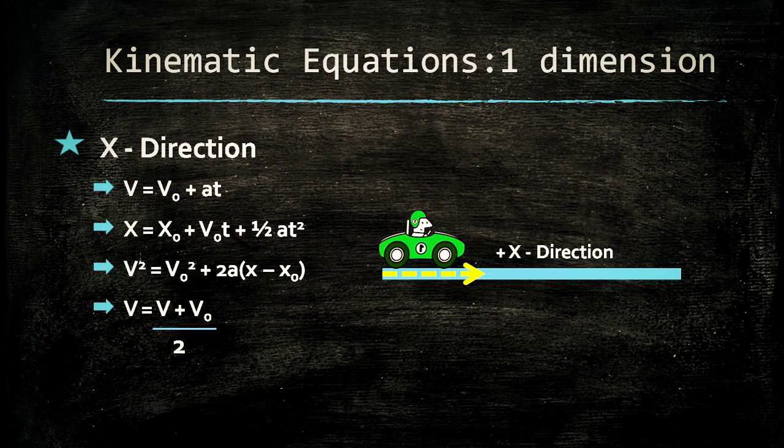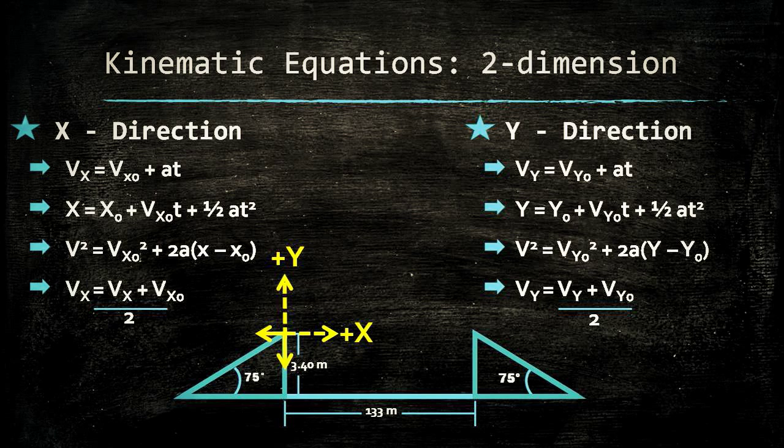Recall in our Chapter 2 lesson the list of kinematic equations for constant acceleration. However, for this problem, we have direction in both the x and y axis, meaning we'll be using two-dimensional kinematic equations explained in Chapter 3. Now we'll organize our given information into a table of values.